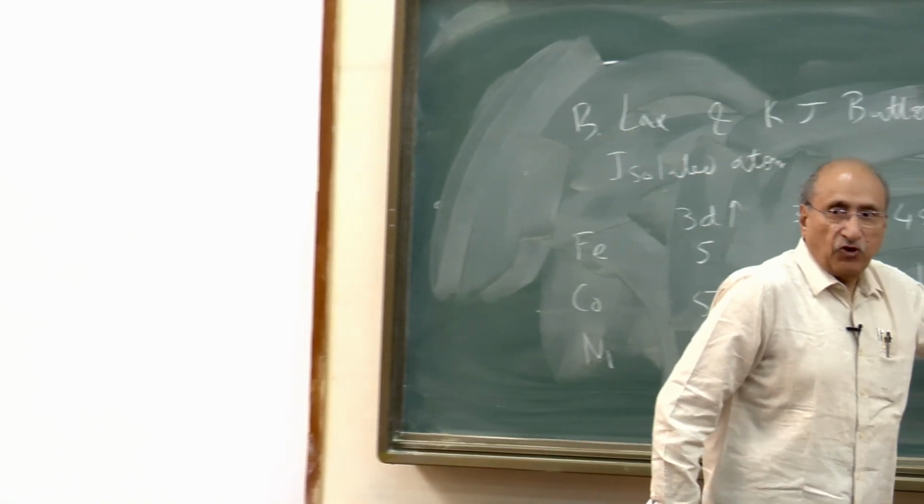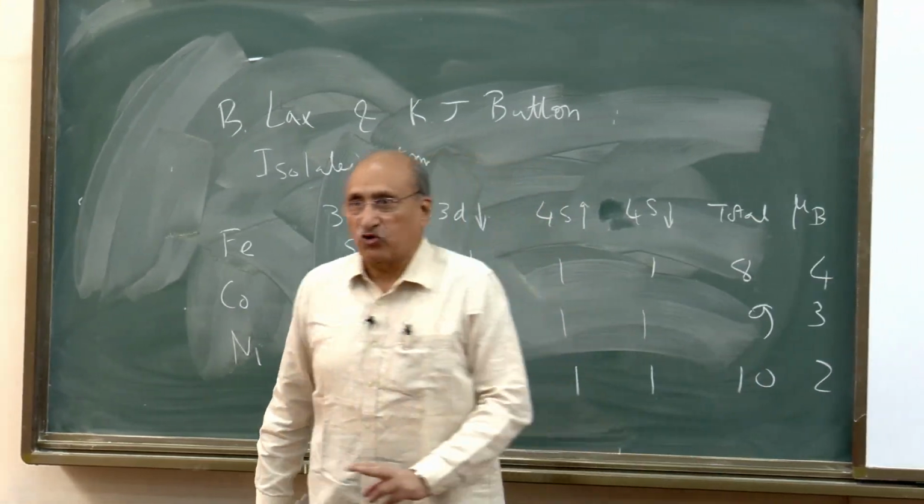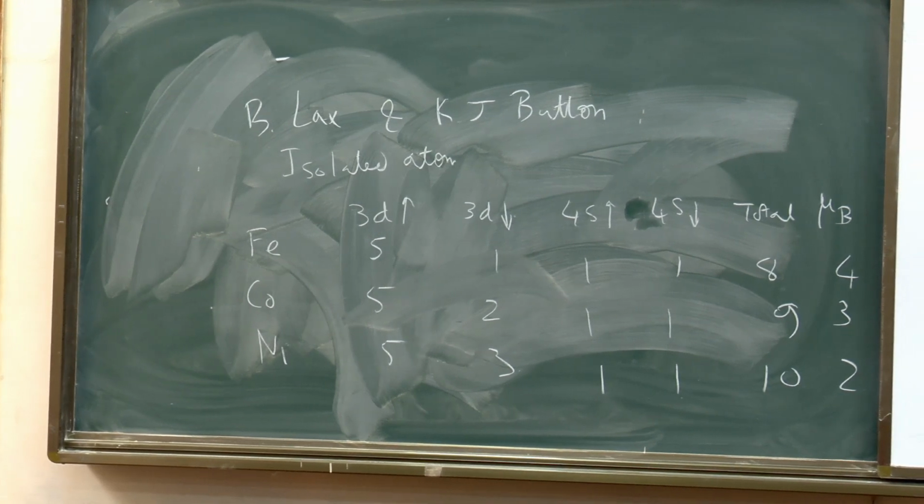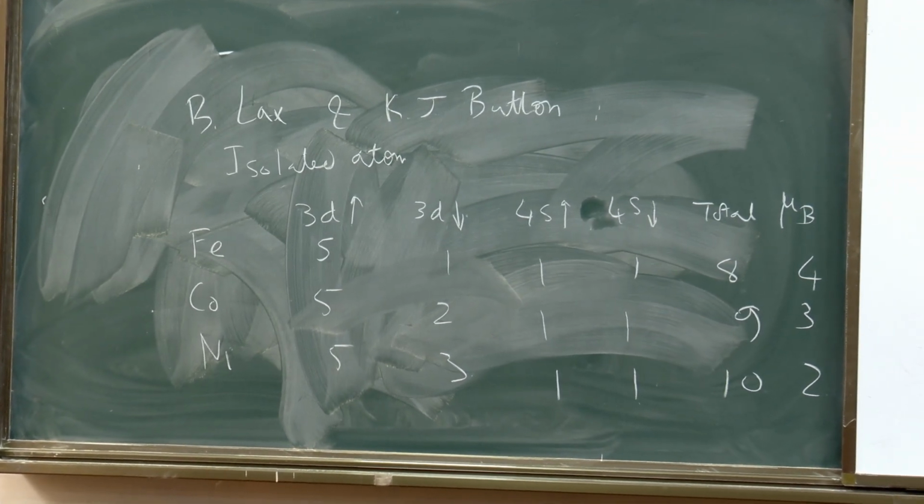So what I should have got for iron would be 4 Bohr magneton. For cobalt, I should have got 3 Bohr magneton. Nickel, I should have got 2 Bohr magneton. Remember, these are mu z values. Again, let me remind you.